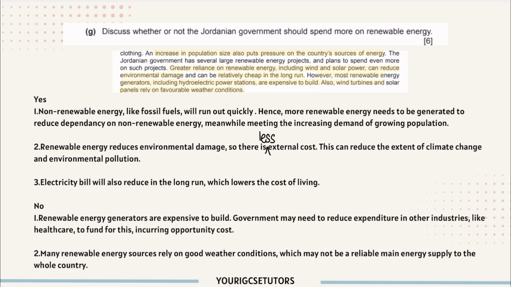Okay, second part, many renewable energy sources rely on good weather conditions, which may not be a reliable main energy supply to the whole country. Okay, so here you can see that there are 5 points, but with the elaboration, it can easily help you to gain 6 marks. So for the bare minimum, you need to choose 3 out of 5 points to write here to help you gain the 6 marks.